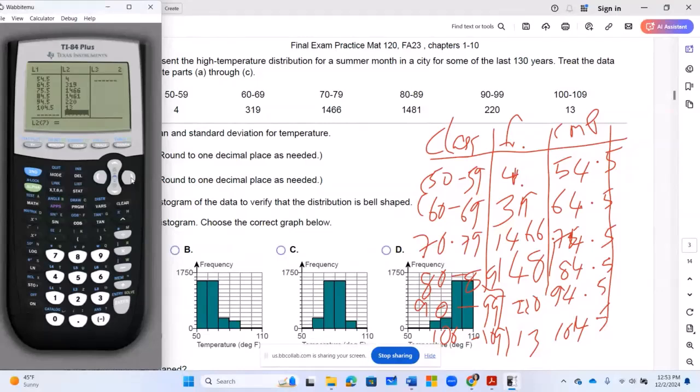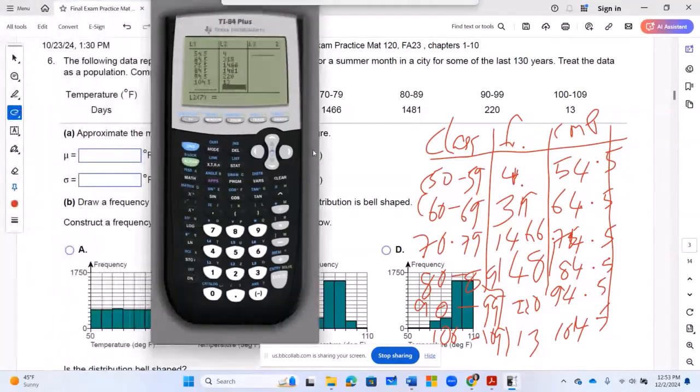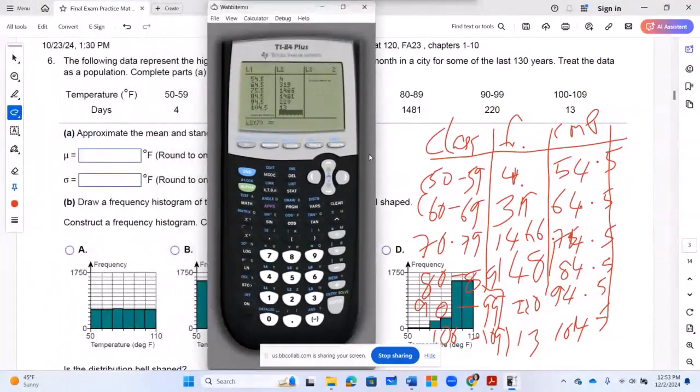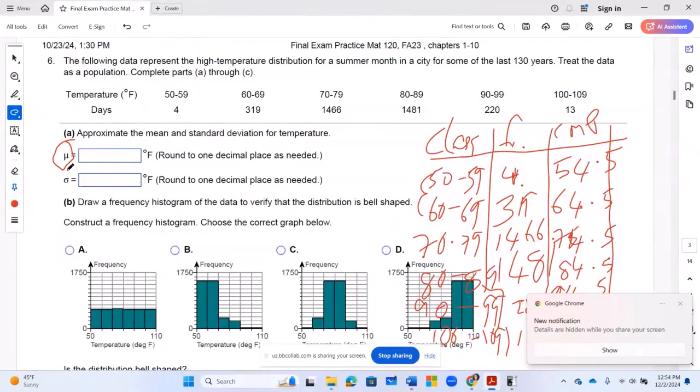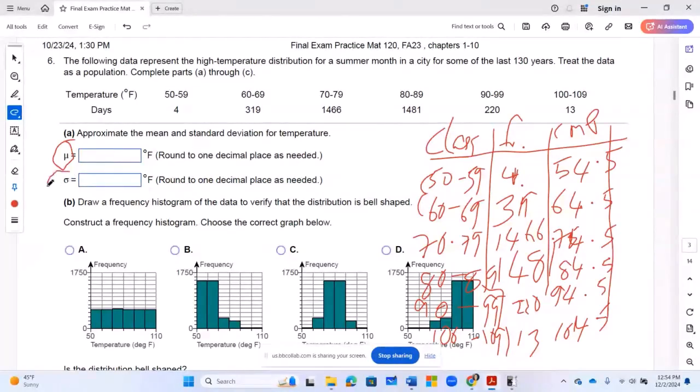Okay, so now I have entered the frequencies and class midpoints. The next thing I want to do is find the mean. And by the way, I am told indirectly that it's a population. How do I know? Because they told me to find the mean, mu. They don't have to tell me it's a population, but when they told me to find mu and the population standard deviation, I know I have to find the mean and population standard deviation.